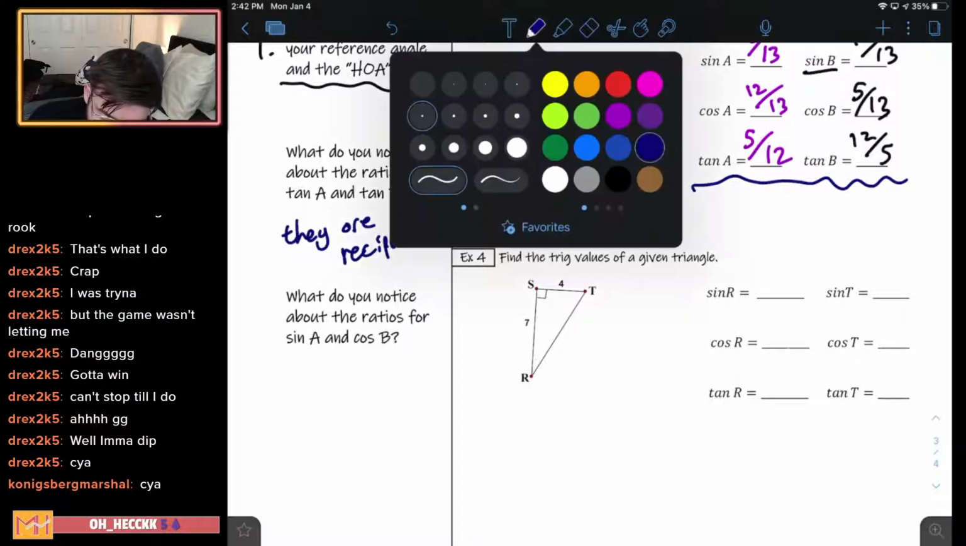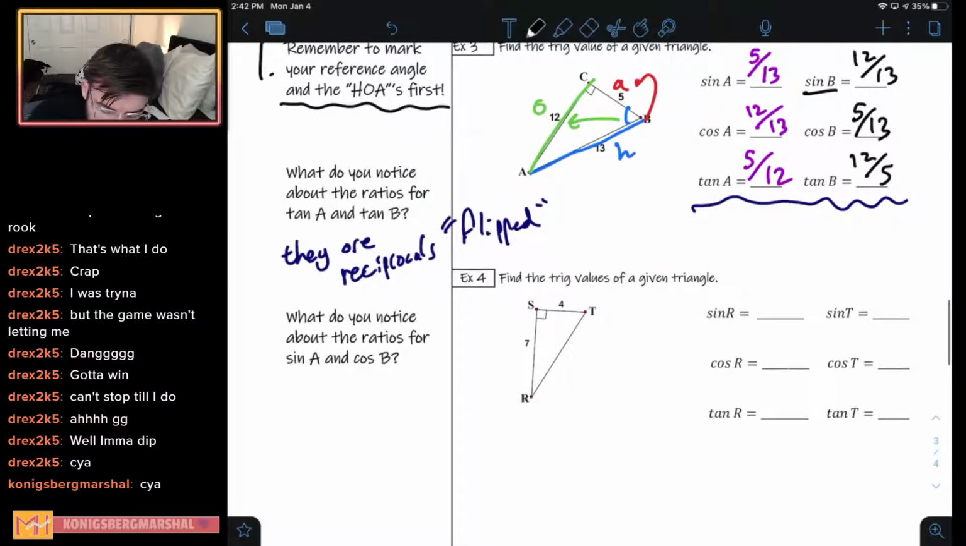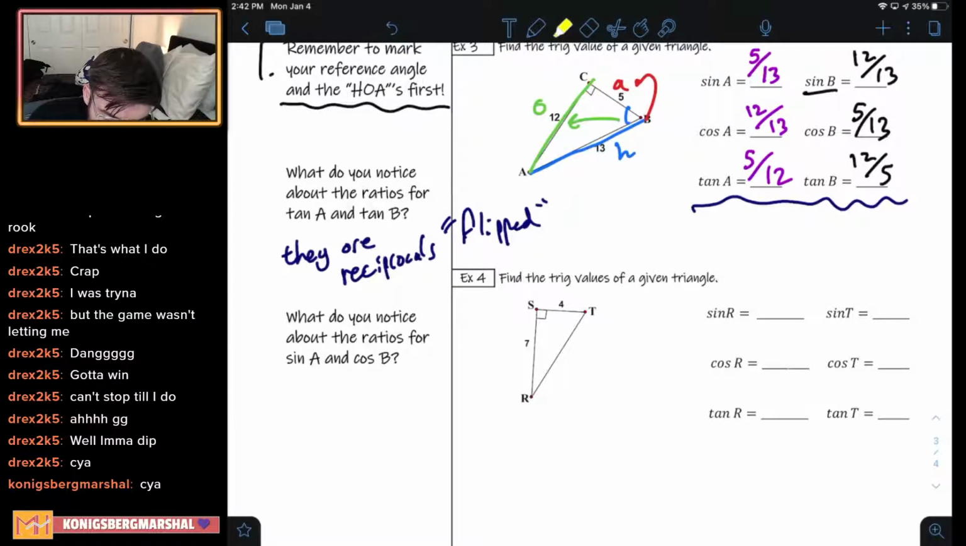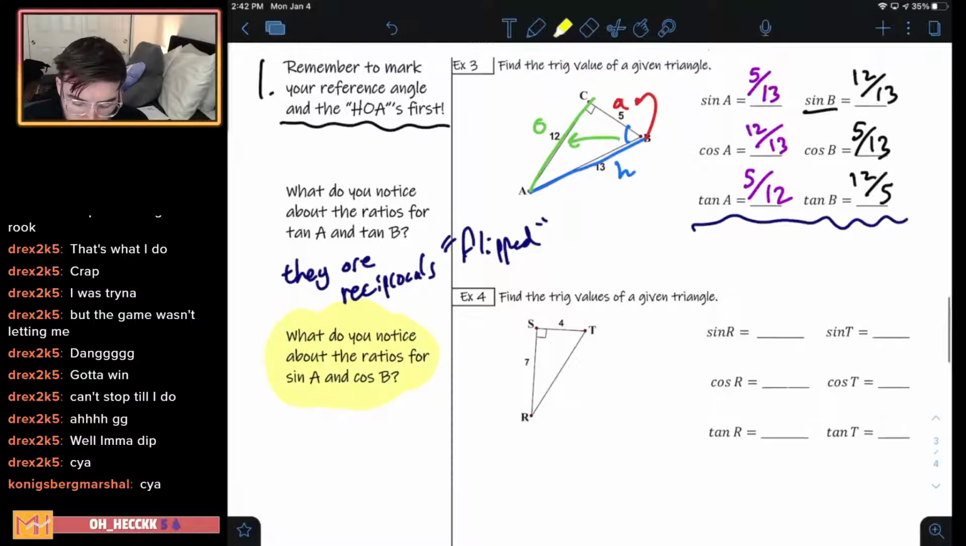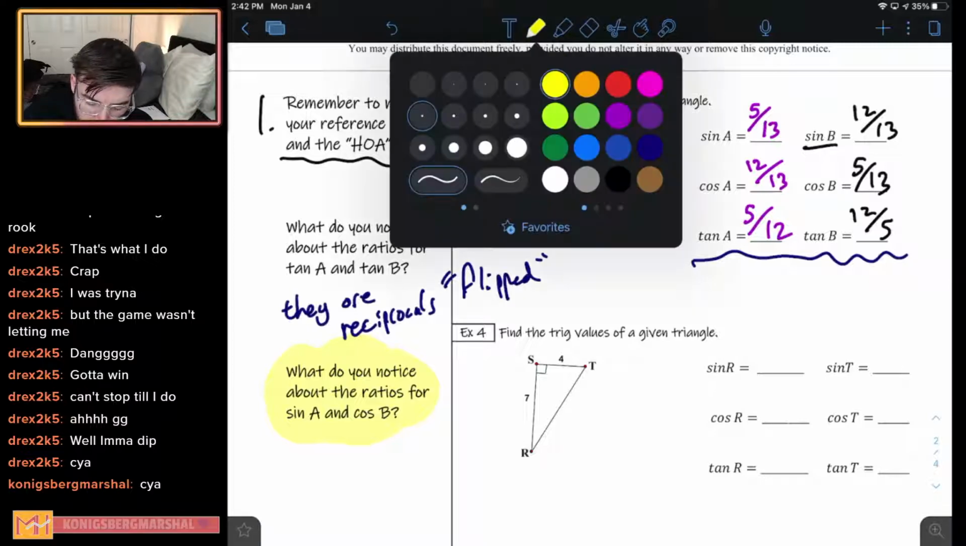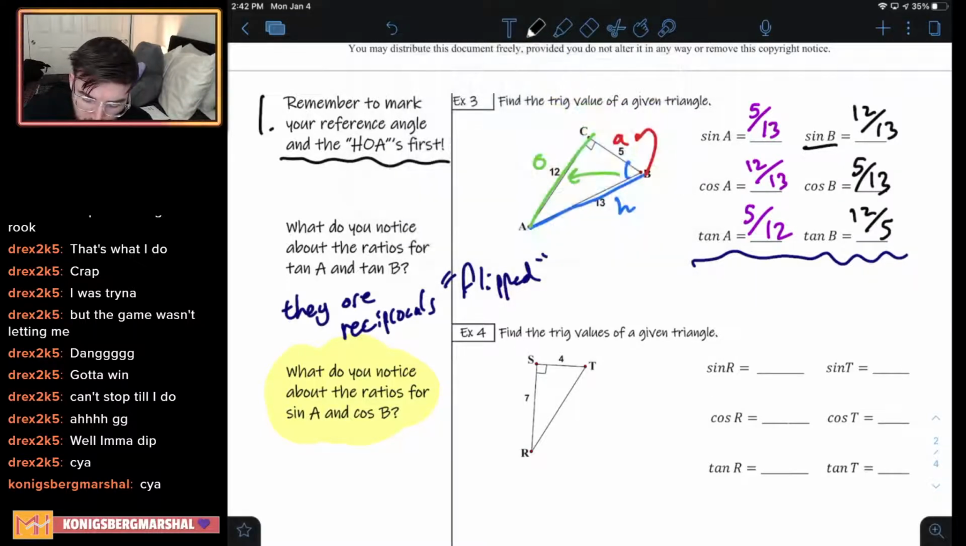What do you notice about sine and cosine? How about I make this the next question? I'm going to make a big yellow circle on this, so that I know I asked a question. What do you notice about the ratios for sine of A and cosine of B? What do you see? Type it in your own words. Here's sine of A and here's cosine of B. What do you notice?